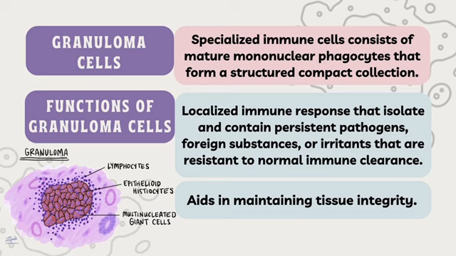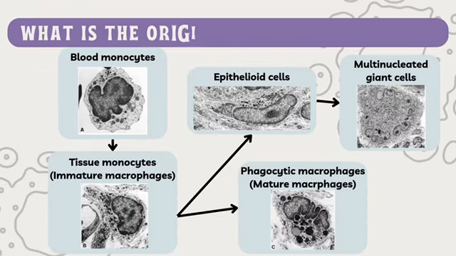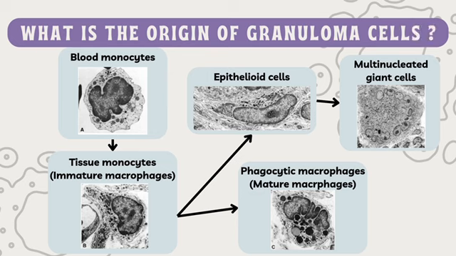The function of granuloma cells is to act as a localized immune response that isolates and contains persistent pathogens, foreign substances or irritants that are resistant to the normal immune response. It also helps in maintaining tissue integrity. As mentioned before, granuloma cells consist of epithelioid cells, macrophages and multinucleated giant cells.